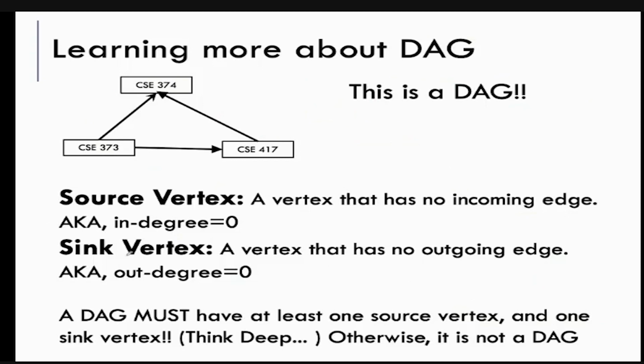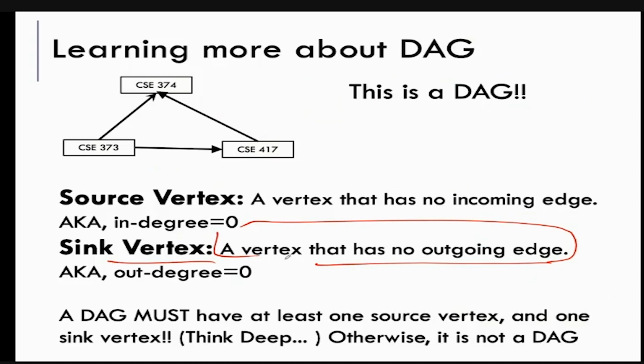So another thing is the sink vertex. If a vertex does not have any outgoing edge, we call it a sink vertex. So, for example, if it does not have any outgoing edge, then it's called a sink vertex. So its out-degree is basically 0. So let's look at this graph.